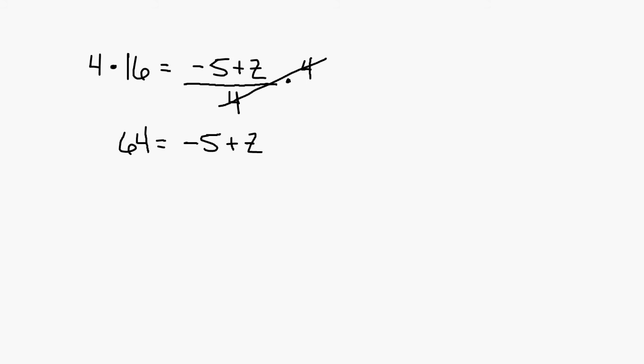So in order to solve for z now, you can just add 5 to each side. So 64 plus 5 is 69 is equal to z.